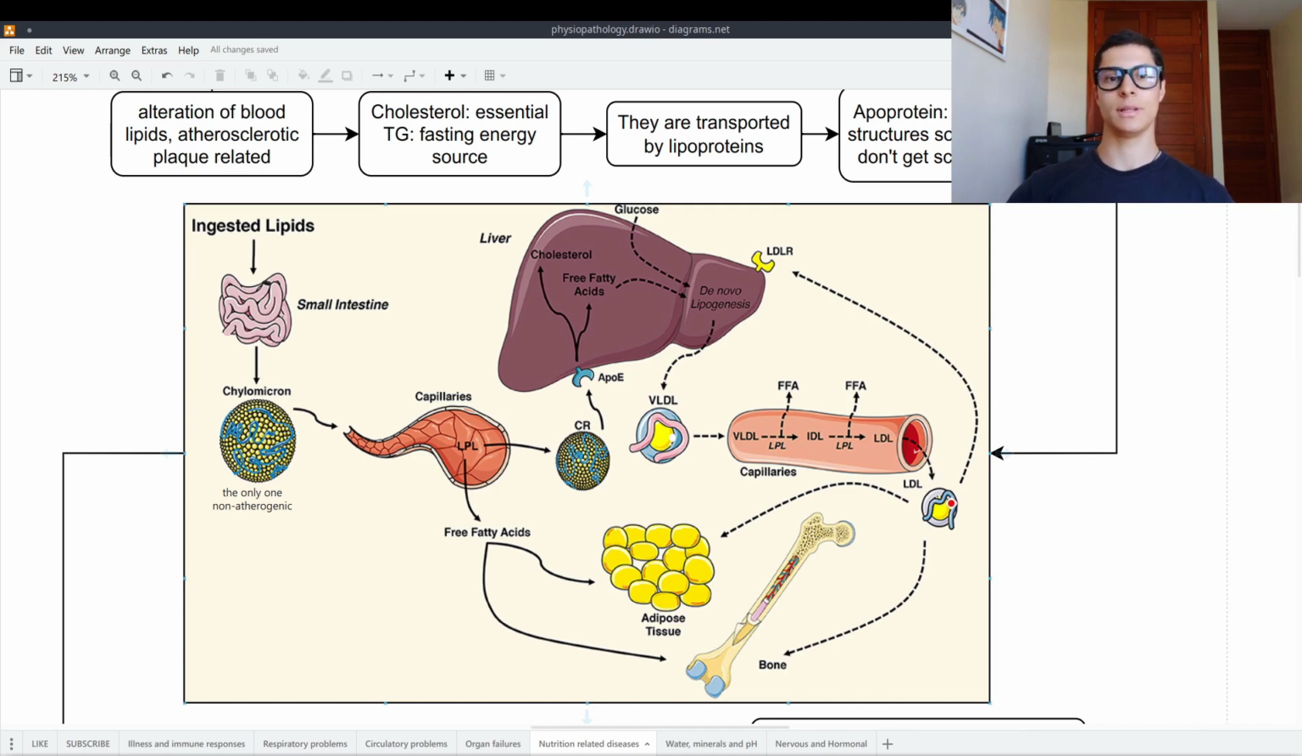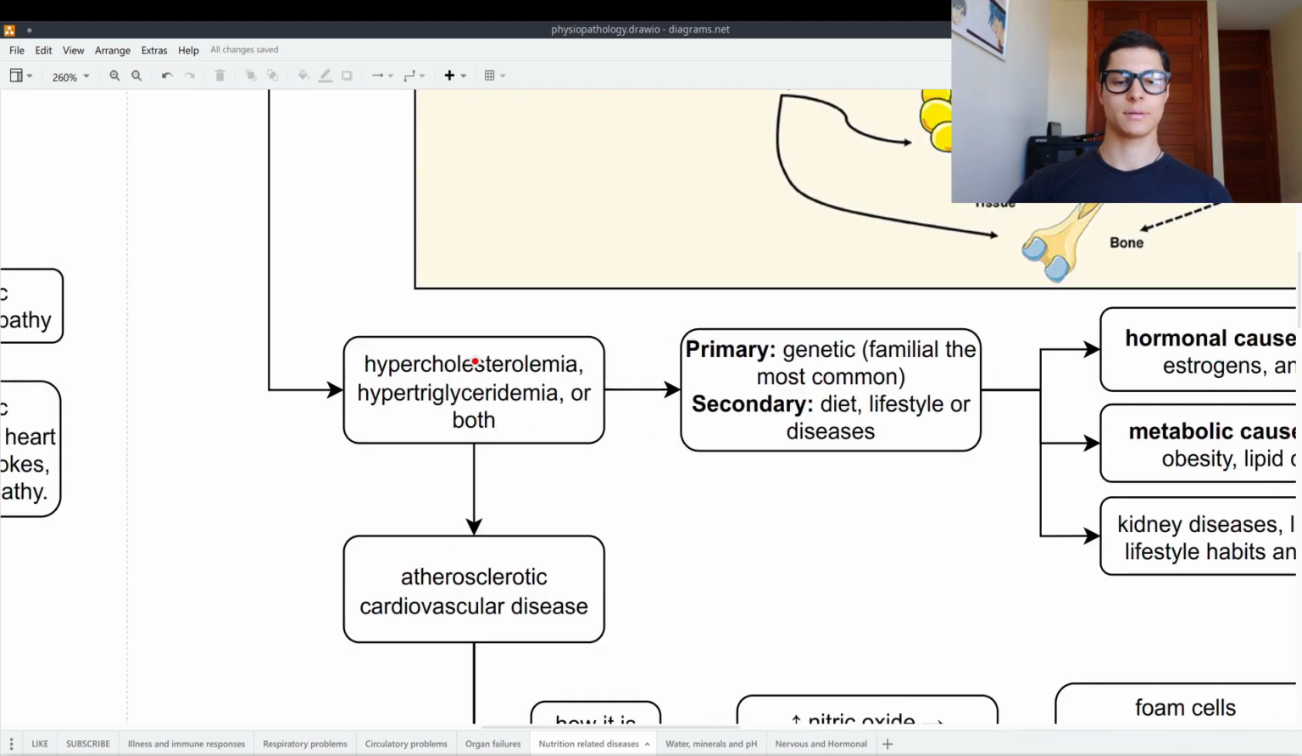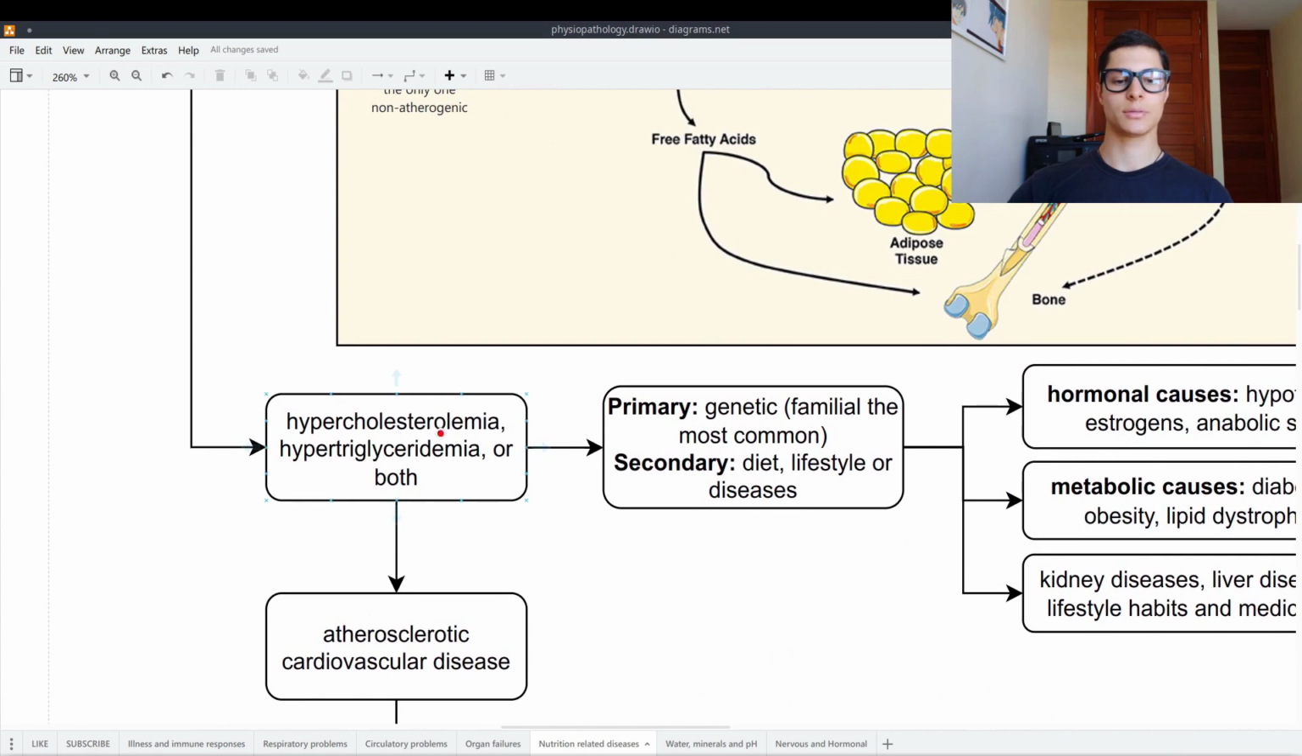And then the LDLs release the cholesterol to the tissues, and once the cholesterol is used and there is an excess of it, we use the HDLs. So from the tissues we put inside of these HDLs the excess of cholesterol and we bring it back to the liver. The problems happen when there is hypercholesterolemia, hypertriglyceridemia, or both.